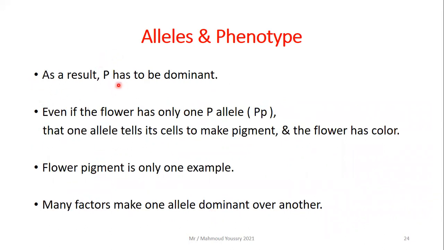In this case, capital P has to be dominant, even if the flower has only one capital P allele, capital P, small p, which is heterozygous. That one allele tells its cells to make pigment and the flower has a color. The flower pigment is only one example, but many factors make one allele dominant over another.